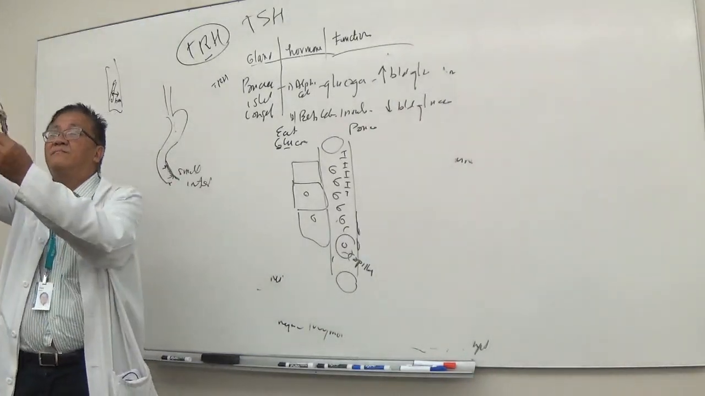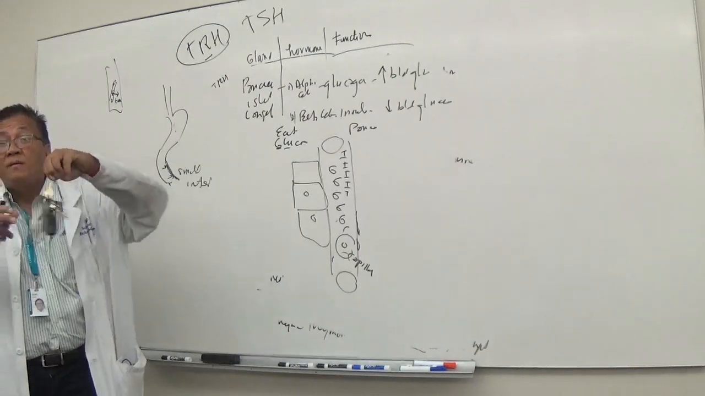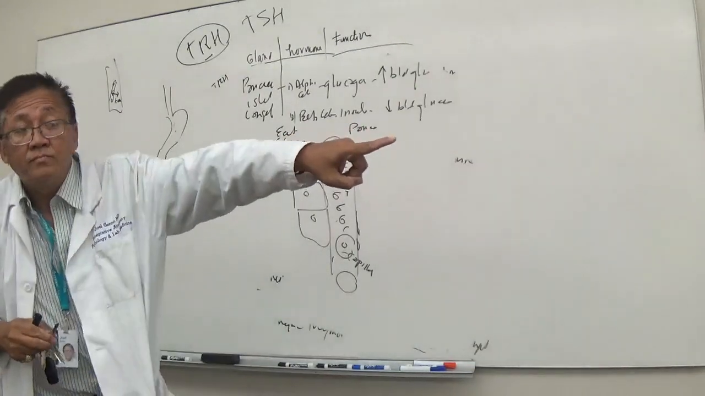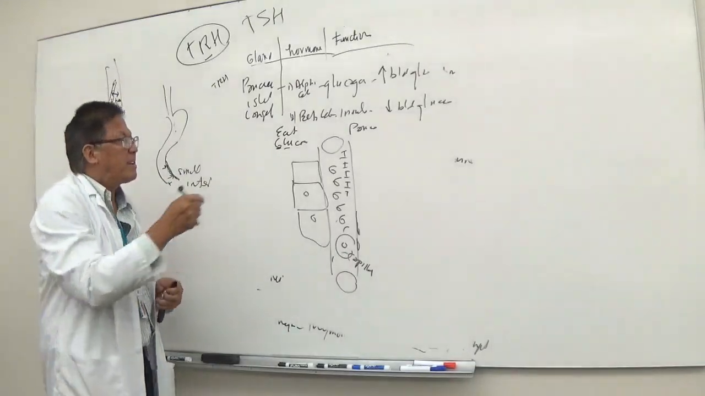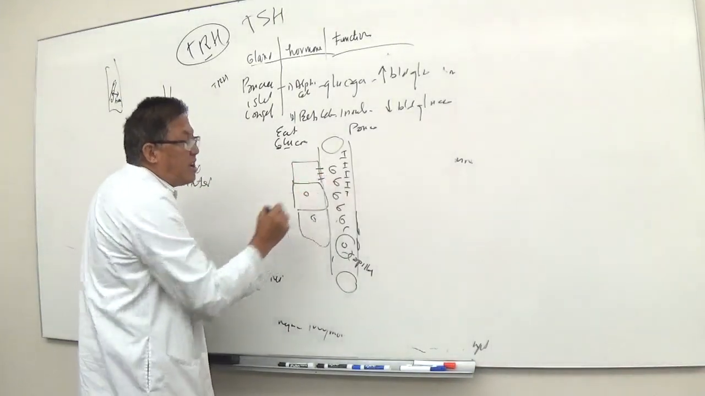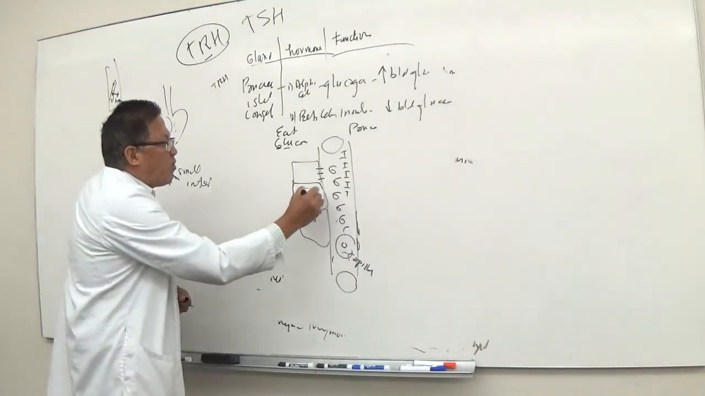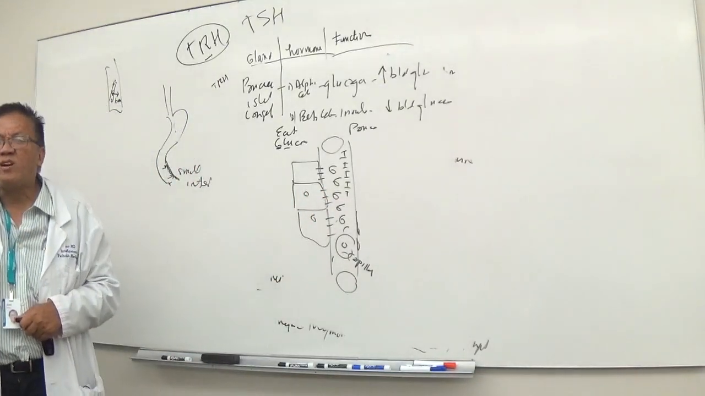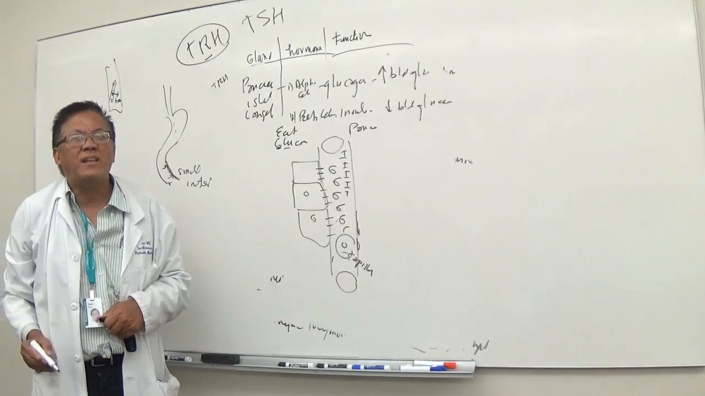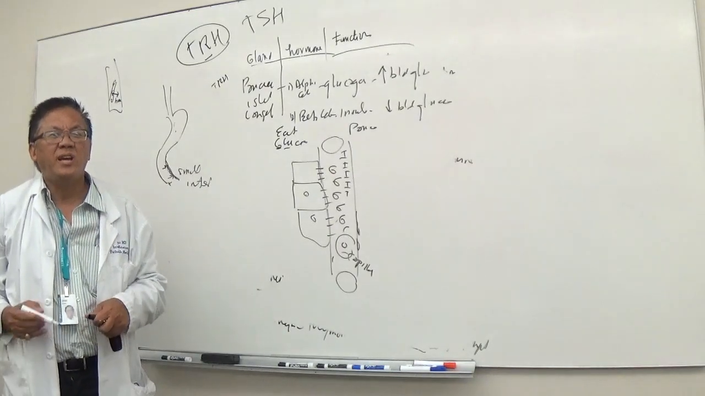Okay, I want to take a look at this. What is this? A key to what? The cell. To open the door. Okay. So imagine this to have what? 1, 2, 3 doors. 1, 2, 3. In physiology, these are called receptors. Receptors for what? Insulin, right?